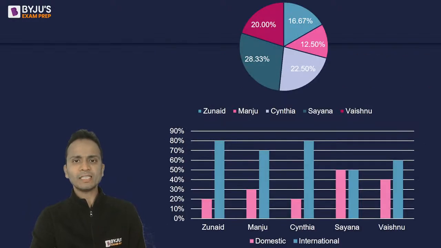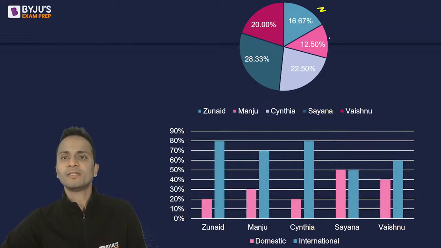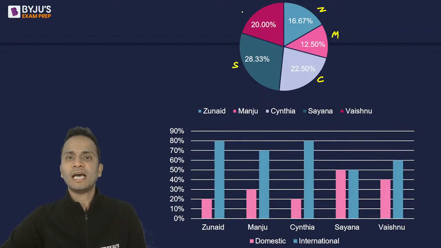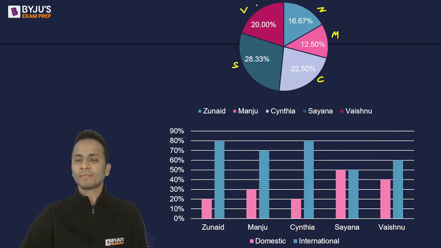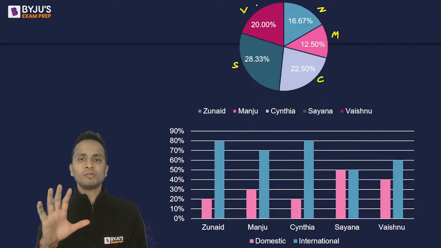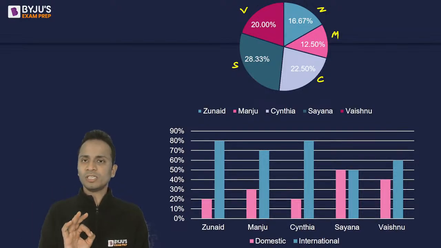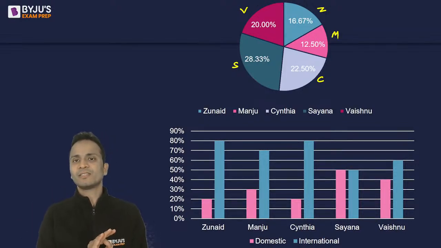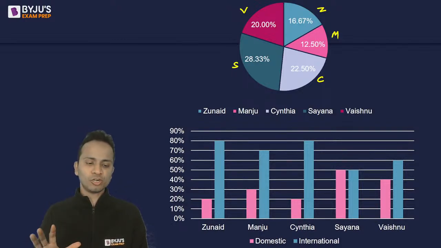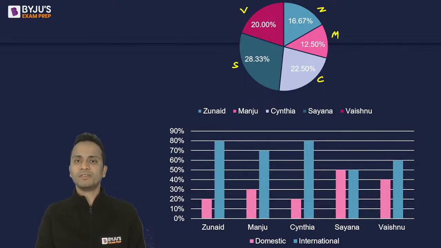Okay, so look at this pie chart. This is Junaid, Manju, Cynthia, Saina, and Vaishnu. Percentage wise, the percentages are given for a total distance of 6 lakhs. And this is the percentage of distance that each of them has covered.